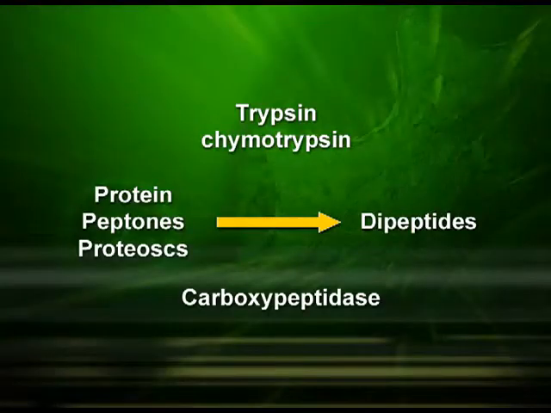Hence, the maintenance of pH in different parts of the alimentary canal becomes so important, and we have very specific, very special secretions in each and every part of the intestine which does this important work for us. The proteins which we eat are broken down to simpler forms like peptones and proteases, and now they will be acted upon by trypsin, chymotrypsin, carboxypeptidases to convert them into dipeptides.